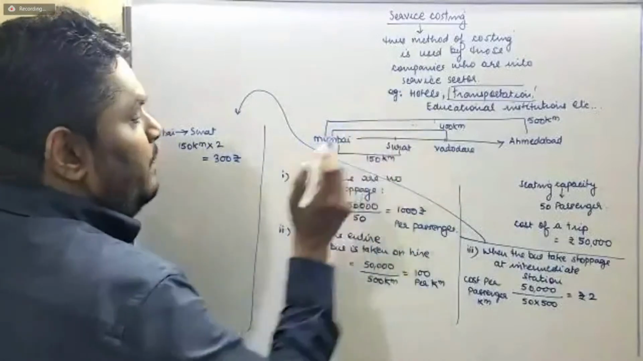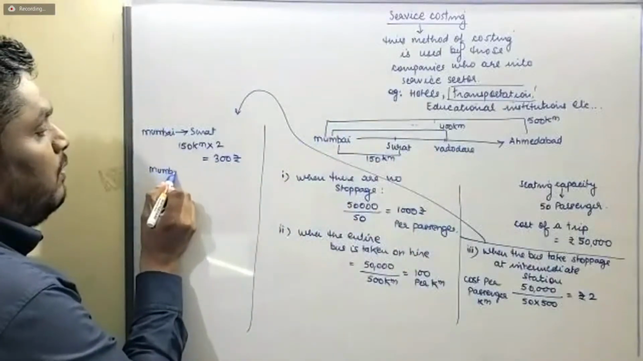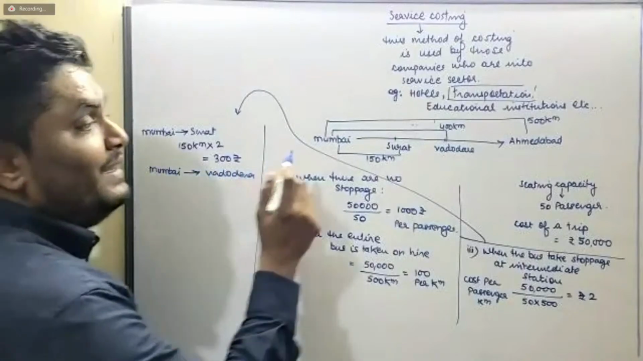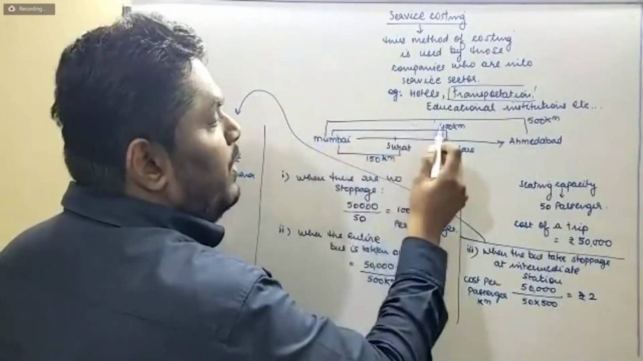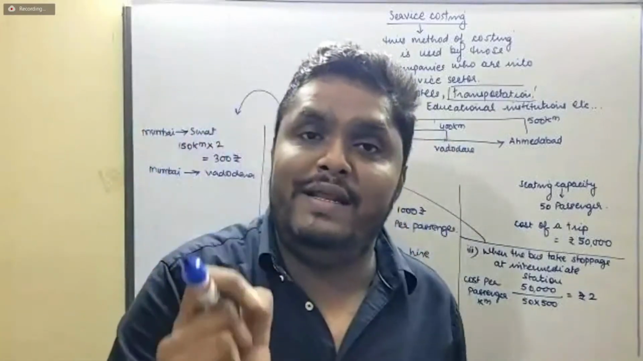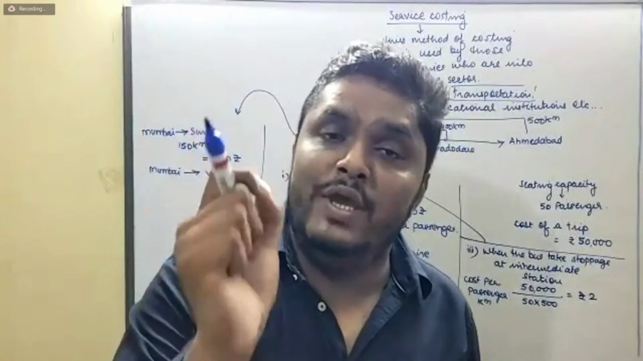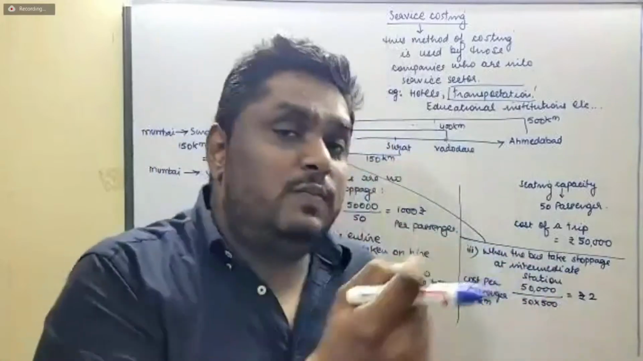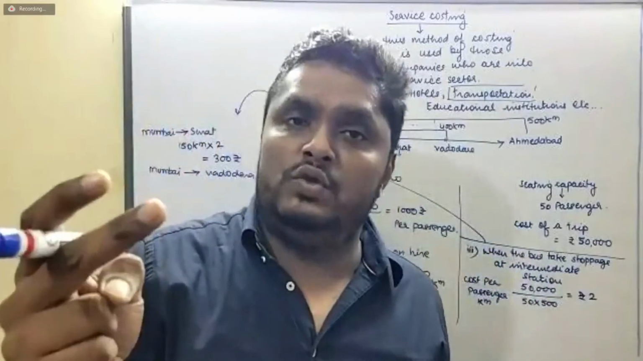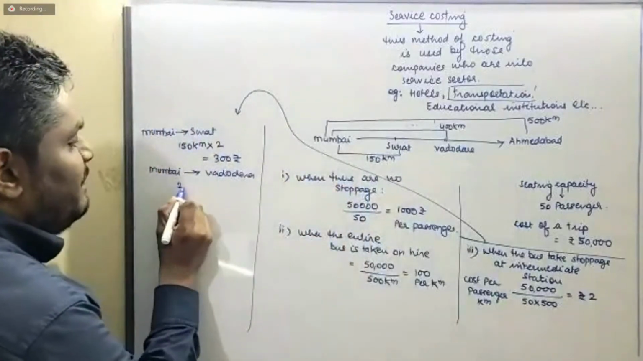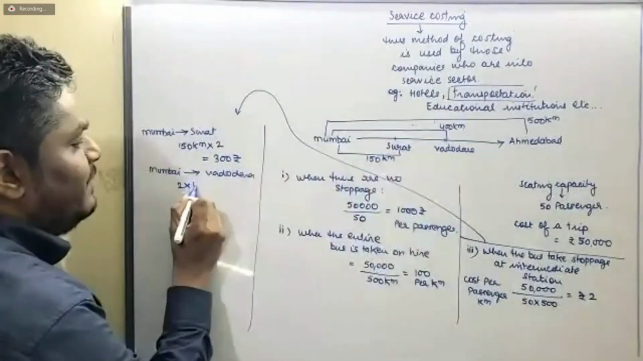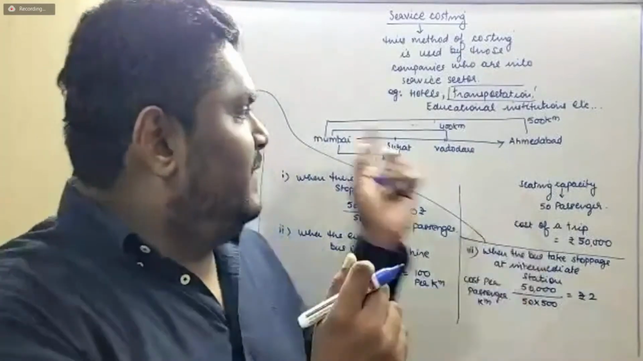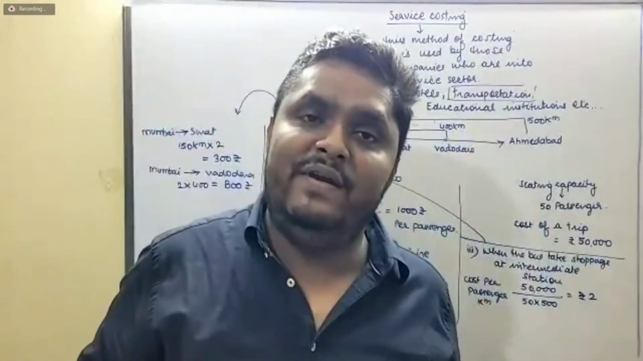Suppose a person is traveling from Mumbai to Vadodara. Again, how much distance am I traveling? 400 kilometers. So a particular passenger is traveling 400 kilometers. So herein again the passenger is important and the kilometer is also important. So how much is my cost per passenger per kilometer? Rupees 2. So per passenger per kilometer it is rupees 2 and the distance traveled is 400. So the fare per passenger will be how much? 800.